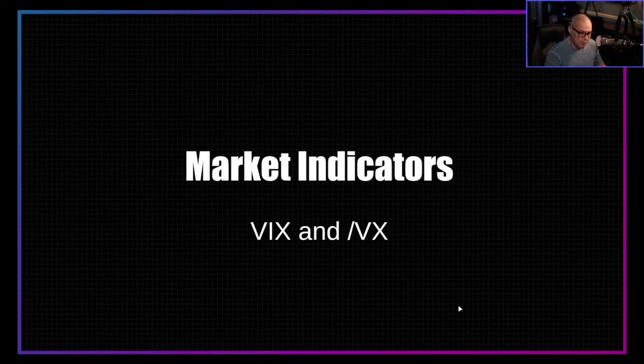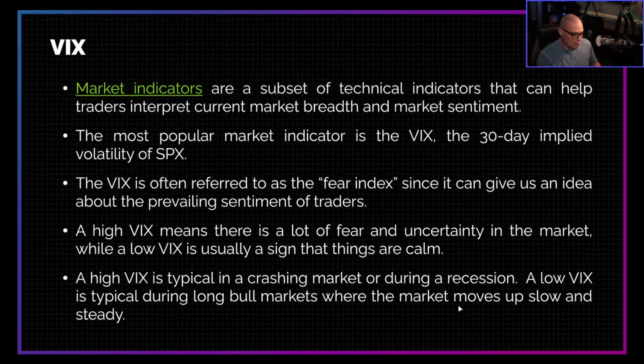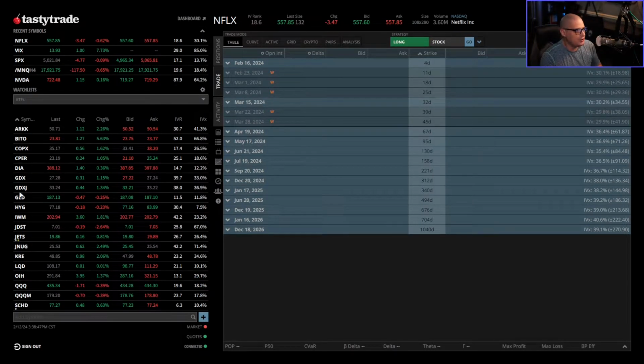Now, market indicators, what does that term mean? Because we should define what a market indicator is. Well, a market indicator is a subset of technical indicators that can help traders interpret current market breadth and market sentiment. The most popular market indicator probably is the VIX. It's the 30-day implied volatility of SPX. SPX is the S&P 500 index. So let me go over to my trading platform and let me show you how we get the VIX number.